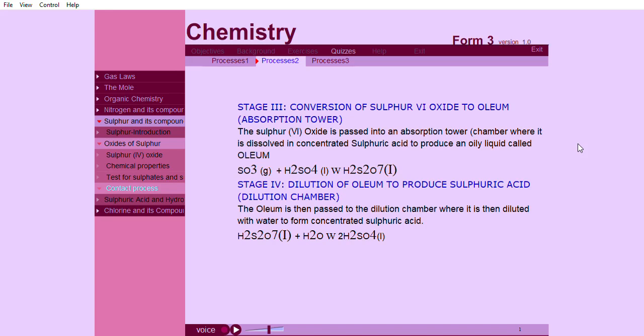Stage 4: Dilution of oleum to produce sulfuric acid, that is, the dilution chamber. The oleum is then passed to the dilution chamber, where it is diluted with water to form concentrated sulfuric acid.